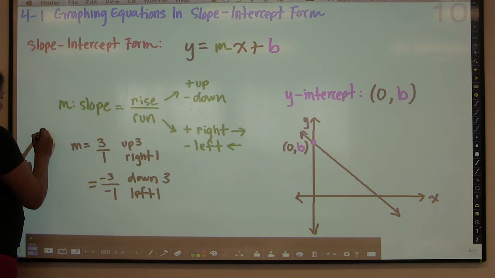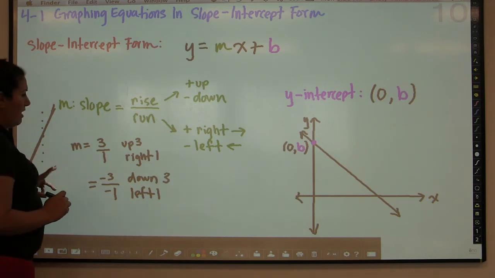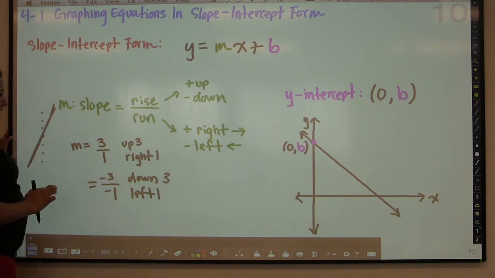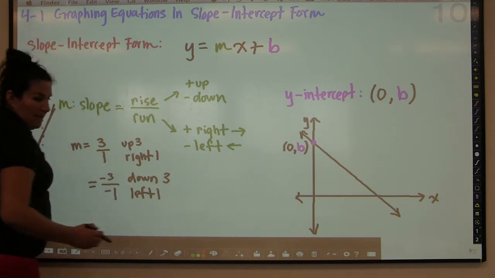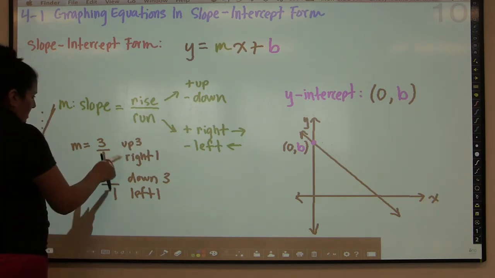So I wanted to show you that if you start at any given place on a graph and you go up 1, 2, 3 units and right 1, you're going to have a line that looks kind of like this. But I also want to show you that if I went down 3, 1, 2, 3, and then left 1, I would still be on the same line. So that's kind of how that works. I just wanted to be clear with that because we're about to get into some graphing, and it's important for you to be able to do this.